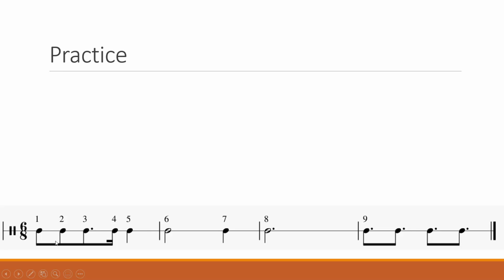So let's go back to this example. We are in 6/8, so an 8th note is 1 beat, meaning if we add 1 extra stick to it, it becomes half a beat, and it is a 16th note. So I think that's a new one.